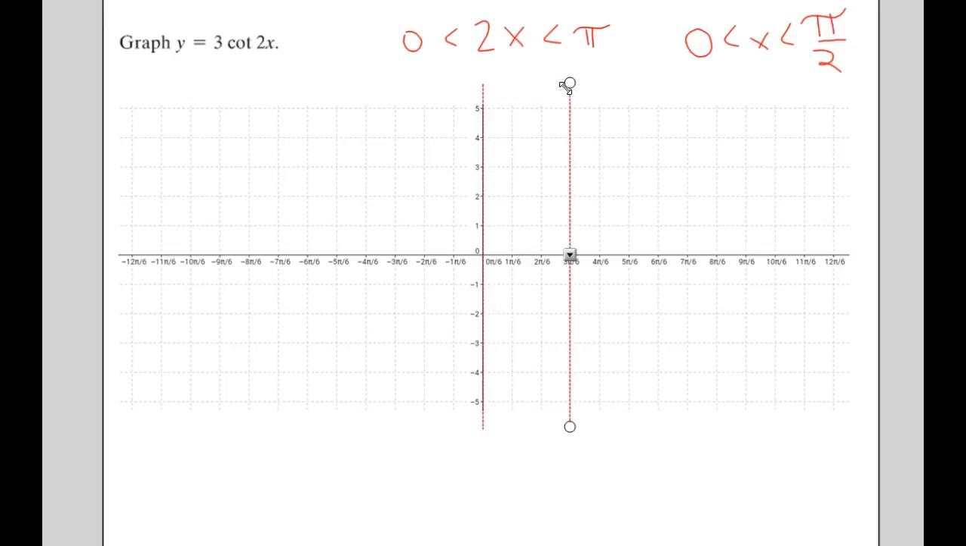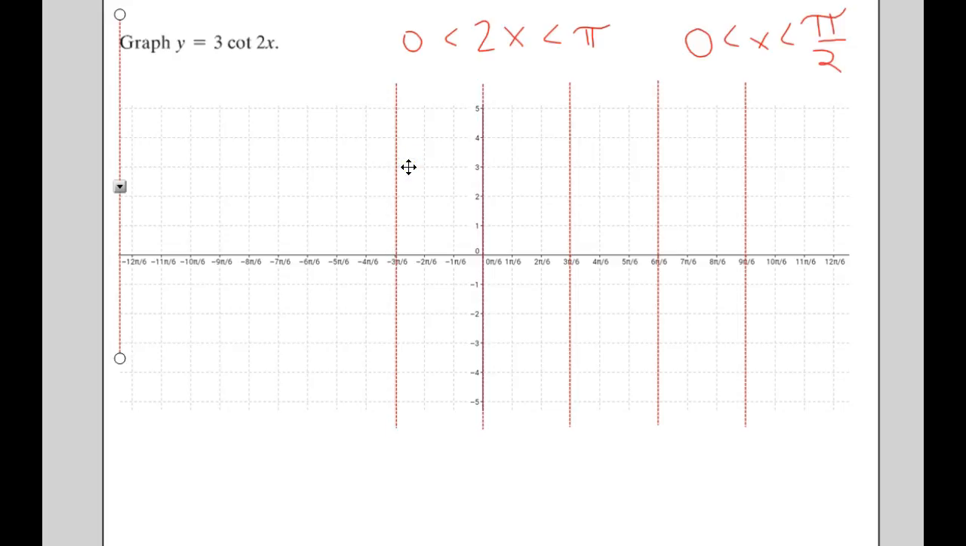Alright, and then we can just take that first period and make as many asymptotes as we want. We just have to be pi over 2 apart. So there's another pi over 2, another pi over 2. We can just keep making as many of these as we want to. Alright, and then the same thing in the negative direction. Pi over 2, pi over 2, pi over 2. Just keep going left and right. Pi over 2, and you can make as many of these, like I said, as you want.